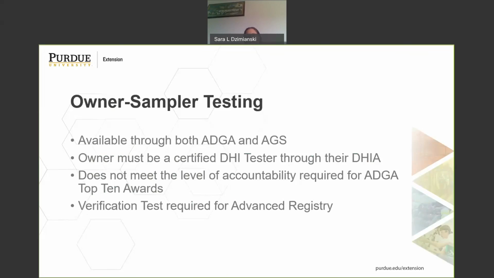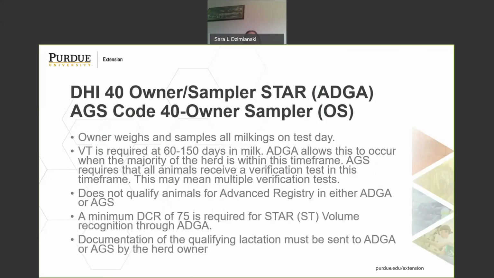Verification test is required, actually, not just for advanced registry, but for anything with these. So the verification is required even to get star awards with owner sampler. So your DHI 40 star award through ADGA or the AGS code 40 is going to be just for your star. So in this case, the owner is going to weigh and sample all the milkings on test day.